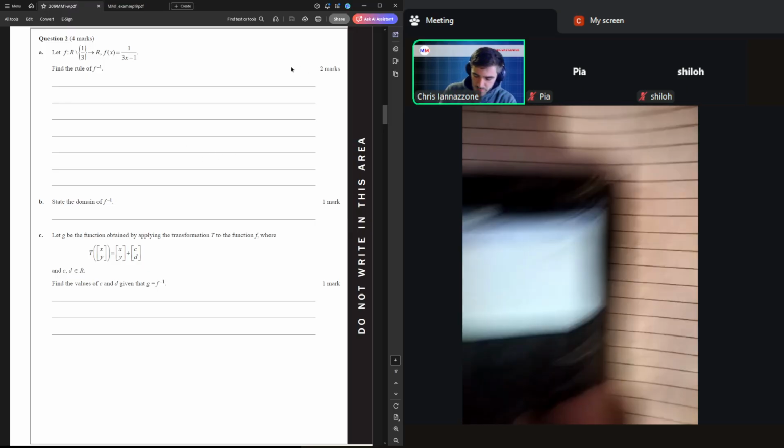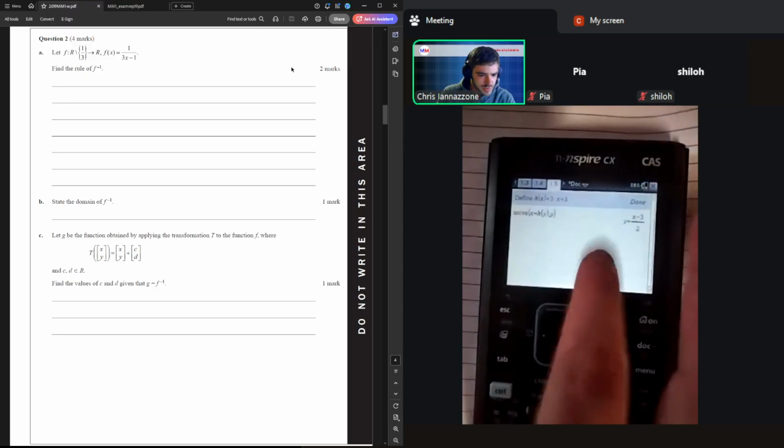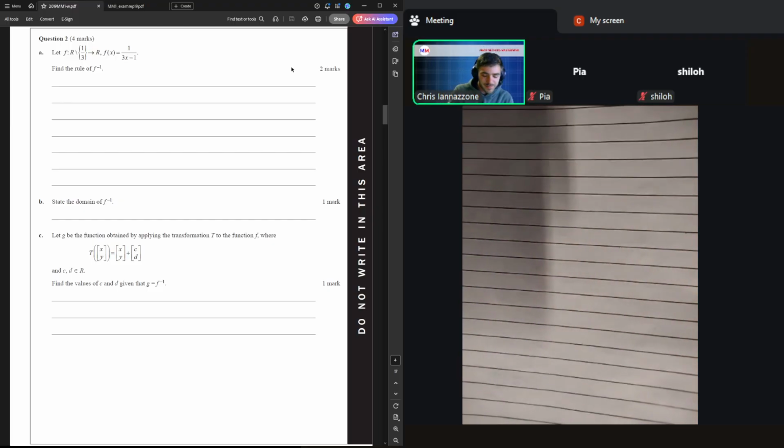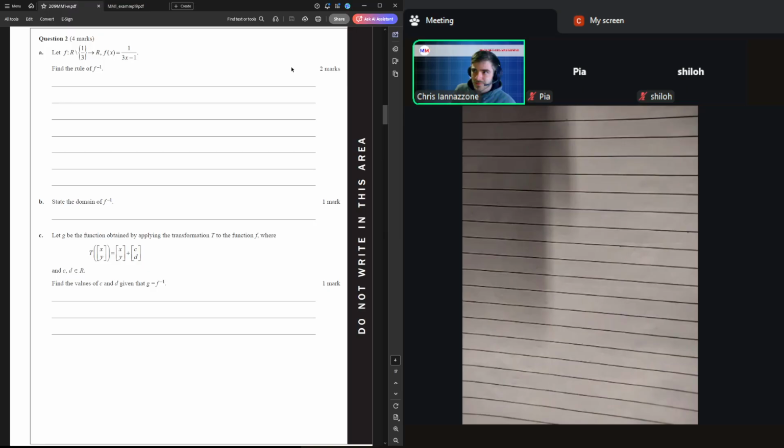Sweet. The Casio is a lot better at doing this one, actually. It's one of the few things the Casio does better than the TI Inspire, where it did handle those more complicated log slash exponential inverses. Okay, domain of inverse, again, very standard question.